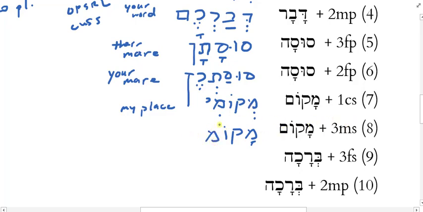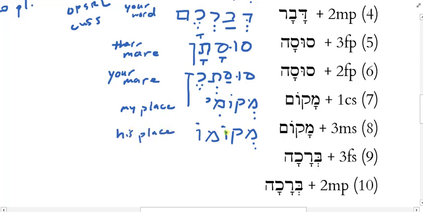But what's the 3MS pronoun? Holam vav. And then the accent is on the vav. Makomo. So what kind of vowel reduction am I going to see here? It's got to reduce at the front. Open propertonic syllable reduces to vocal shiva. So mkomo. Say that, mkomo. Whose place? His place.